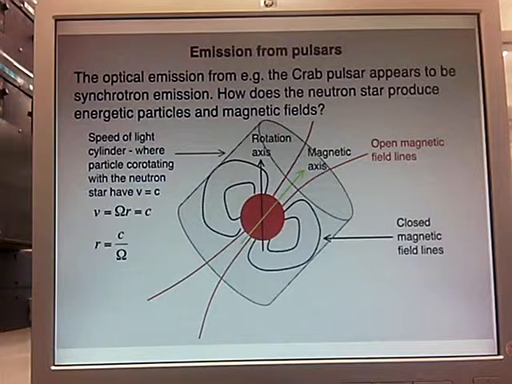But the idea here is we have this rotating neutron star with the magnetic field lines misaligned with the rotation axis, which gives us all those nice beamings of the particles. But we want to talk a little bit more today about where the particles come from in the first place, and also a little bit more about where the magnetic field comes from.